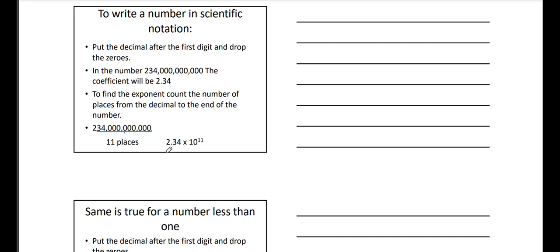Okay, so which way is easier: writing 2.3 times 10 to the power 11, or writing 234 with 9 zeros after it? I would take this one any day of the week. Okay, I'm pretty sure you do too.